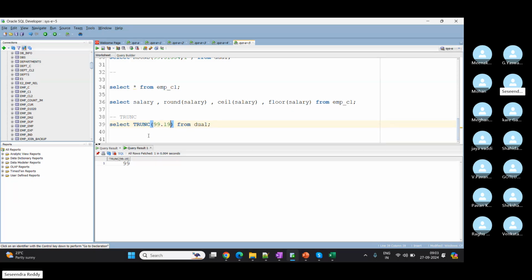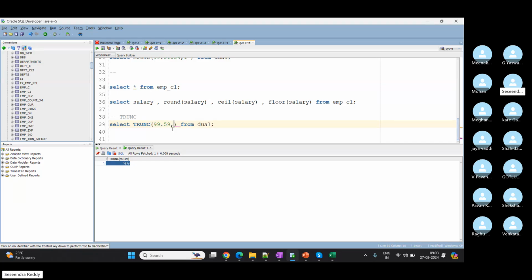So 99 rupees, right? If it is above 50%, still 99 only. It is not checking the condition, whether it is above 50% or below 50%. Only the round function will check the condition above 50 or below 50. So right, but here what is the use of trunc? Mainly we use it on date functions, I mean date columns, to round figure it to the lowest value. That we can see while working on date columns, right?